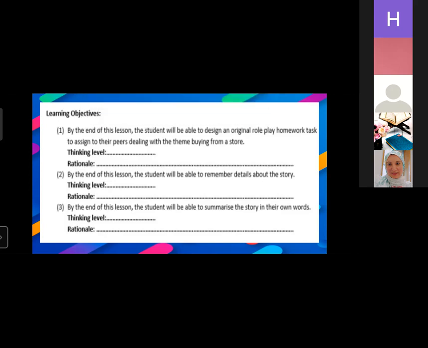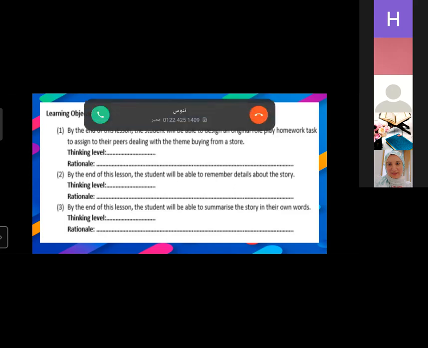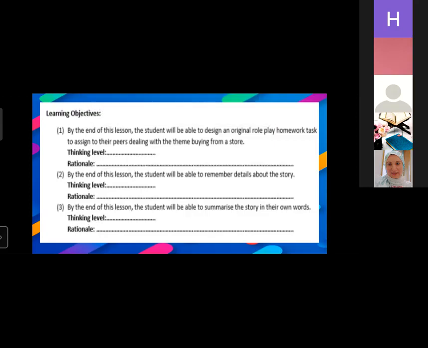Okay, we have Miss Amani. By the end of this lesson, the students will be able to remember details about the story. So this talks about the remembering stage first. First level. Yes, because the student just has to remember what they took or what they studied. And the action verb here is very clear. It's only remember, just to remember some details.